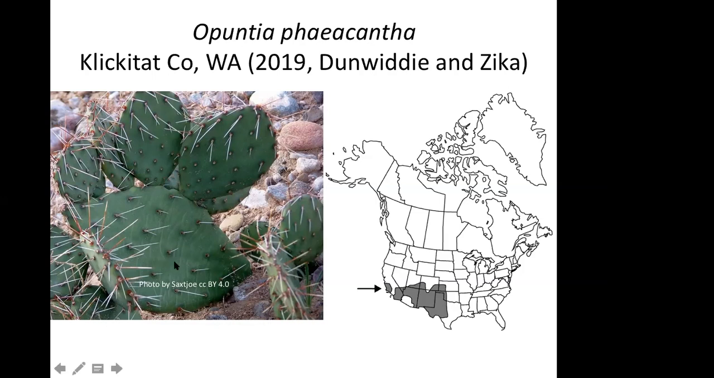This is one of the flat-padded Opuntias, and this is a distribution map of this species from the Flora of North America. You can see it's native in the southwestern US. Peter Dunwiddie and Peter Zika collected this in Klickitat County this past year, going along some railroad tracks. There's about 40 or 50 plants growing there. I have no idea how it got there. It's possible some cactus enthusiast thought, well, I wonder if this stuff will grow here. So anyway, it's flowering there. And let's hope that it doesn't spread too much further than that. And maybe someone will go down there and eradicate it. I don't know.